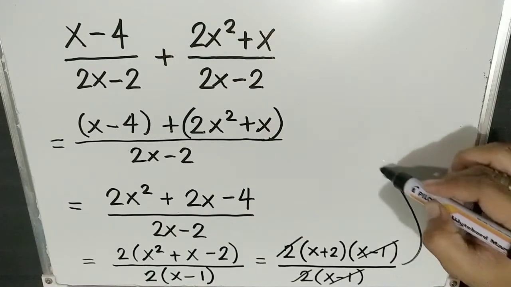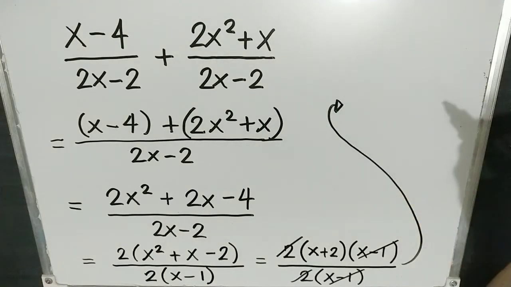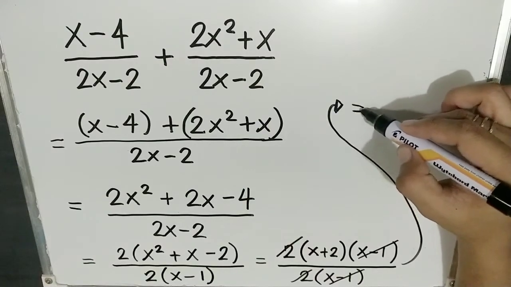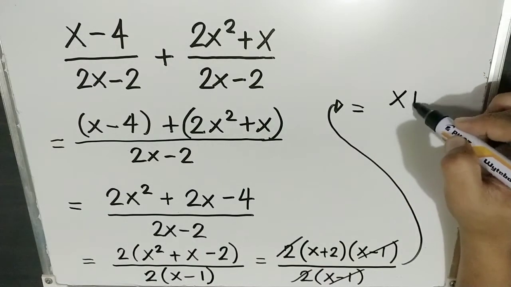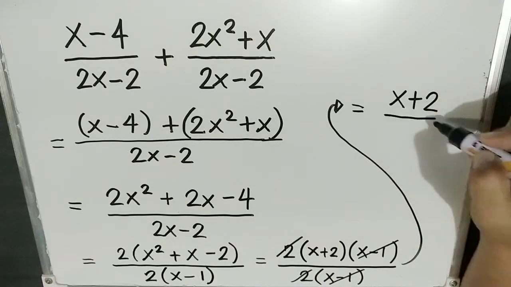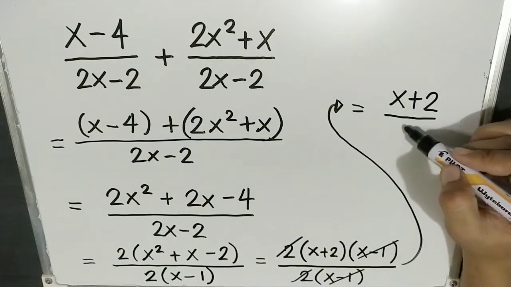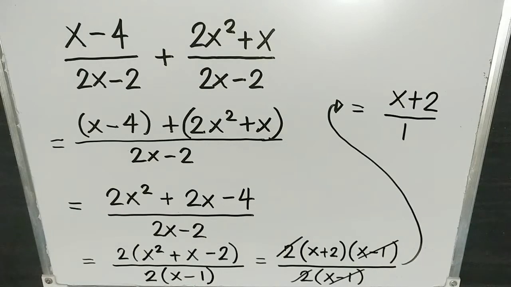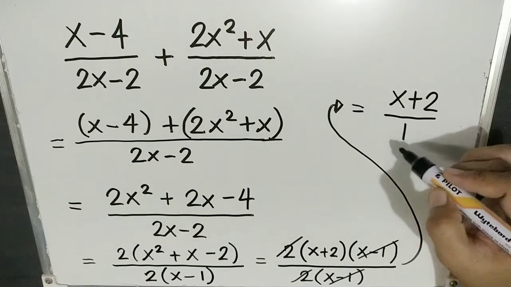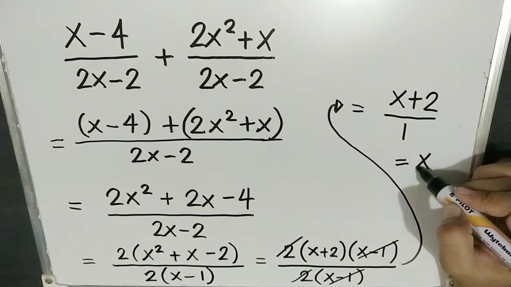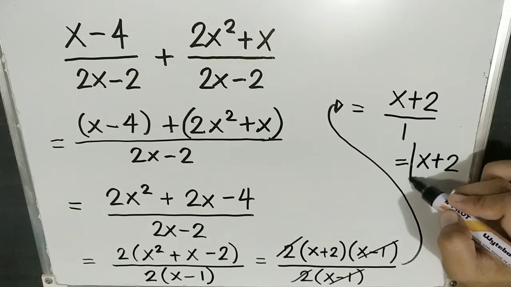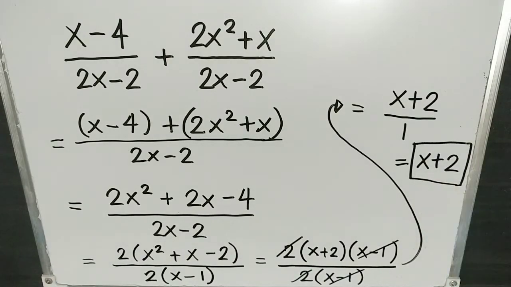So let's continue. The remaining factor in the numerator is x plus 2. In the denominator, we have 1 because all of these factors are crossed out, so we have to write 1. Or simply we can write this as x plus 2 as the sum in simplest form. That's how you add the rational algebraic expressions. This time, let's proceed to subtraction.